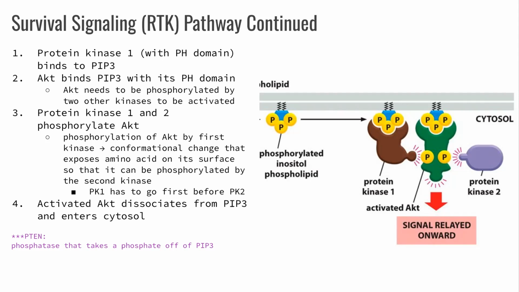Protein kinase 2 is not always active, but in order for it to have affinity for AKT, the AKT needs to first be phosphorylated by protein kinase 1.